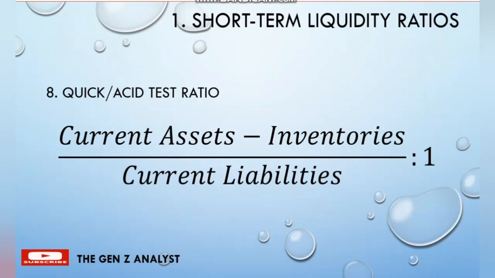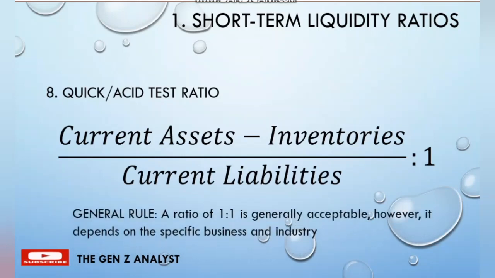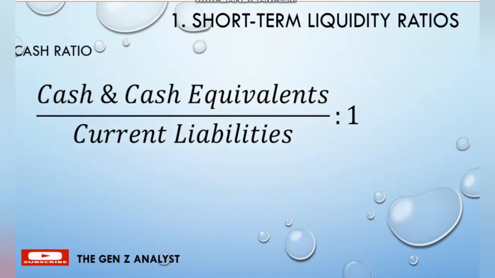Now, the reason why we deduct inventories is because it is the slowest current asset item that we convert into cash. So when it comes to the conversion of the current assets, inventory is considered the item that moves the slowest when it comes to conversion into cash. So this is how we calculate it. And as a general rule of thumb, a ratio of 1:1 is acceptable. However, as I said, it depends on the specific industry or business we find ourselves in.